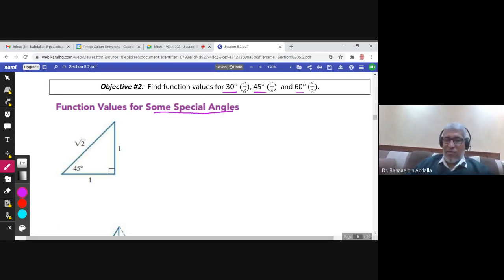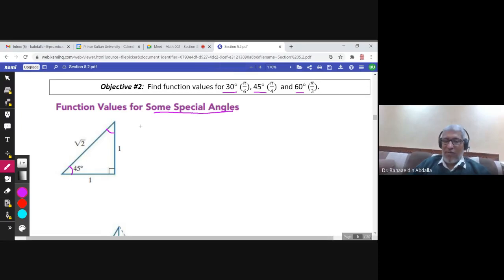You have to remember this triangle. This is the angle 45, and because it's 45, this angle is also 45. So if the length of this side is 1, this is also 1. And you can use the Pythagorean theorem to find that the length of the hypotenuse in this case is square root of 2. So remember this triangle: the triangle of 45, with 1, 1, and square root of 2 as the hypotenuse. From this triangle, you can find the 6 trigonometric functions of 45.